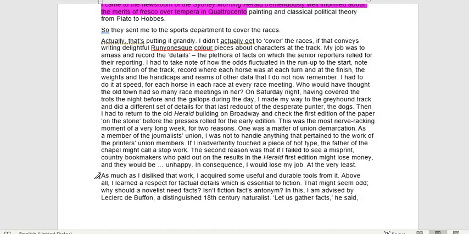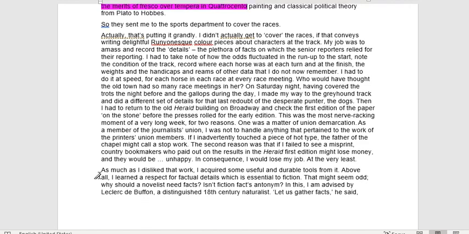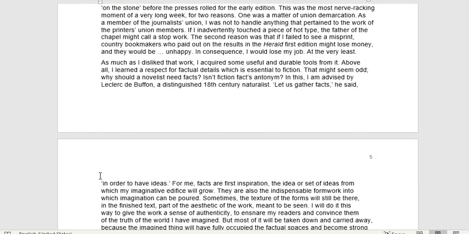So she says, as much as I disliked that work, I acquired some useful and durable tools from it. Above all, I learned a respect for factual details, which is essential to fiction. That might seem odd. Why should a novelist need facts? Isn't fiction facts' antonym? In this, I am advised by Leclerc de Buffon, a distinguished 18th century naturalist. Let us gather facts, he said, in order to have ideas.